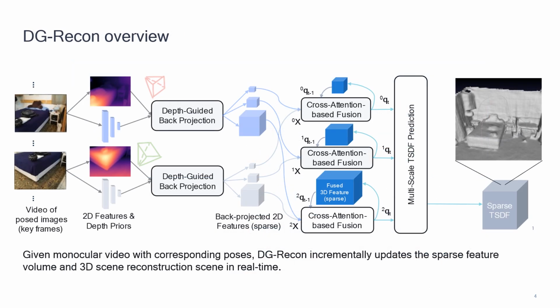Putting everything together, here is an overview of DG-Recon. Given a stream of monocular images with their corresponding poses, our method first extracts 2D features and estimates monocular depths. The 2D features are back-projected to 3D space using the pose and depth priors. Multi-view 3D features are then fused together before being fed to the sparse convolution networks for incremental TSDF updates.